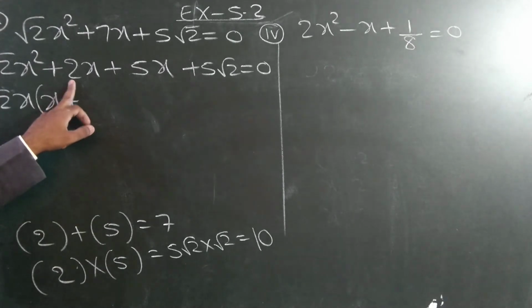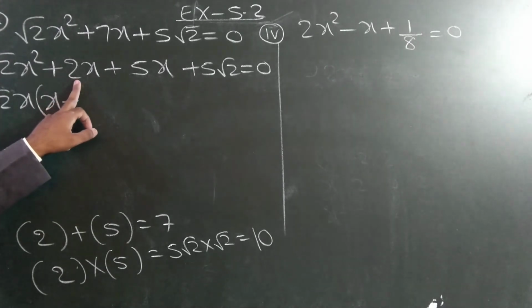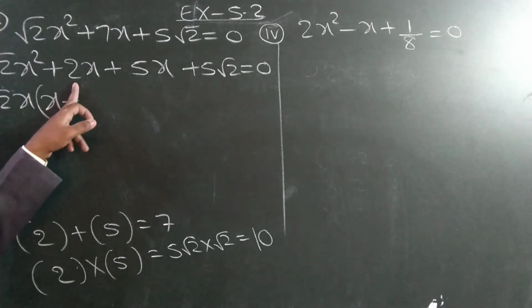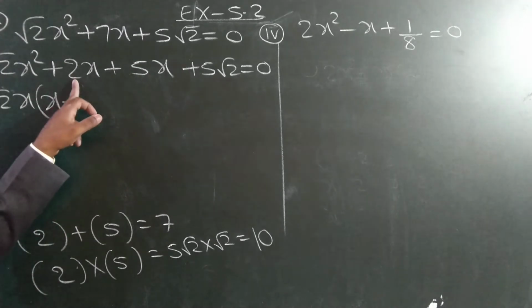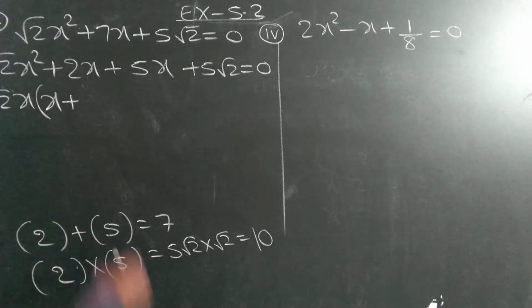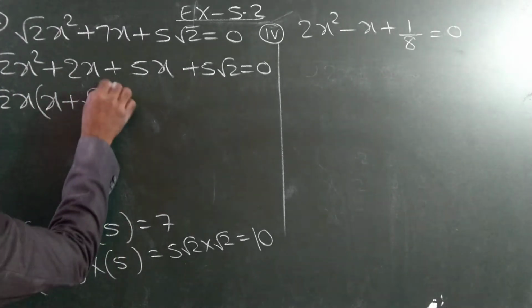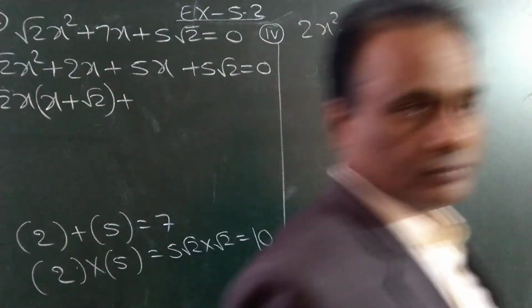But there is a root 2 here because 2 is root 2 into root 2. Root 2 into root 2 is root 2 whole square. Square root cancel, 2 is root 2 into root 2. Root 2 common means another root 2 remains. Write down.